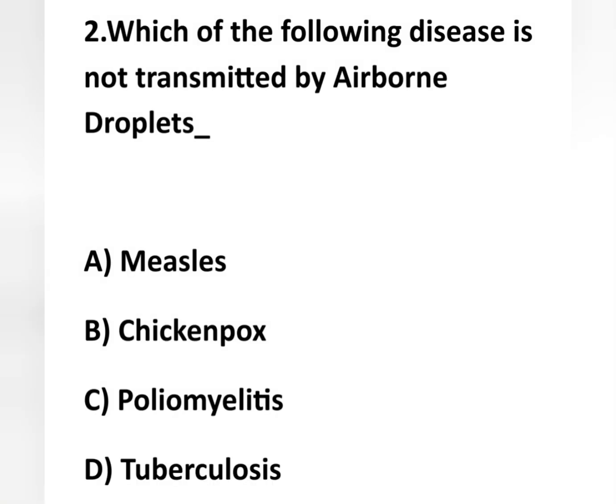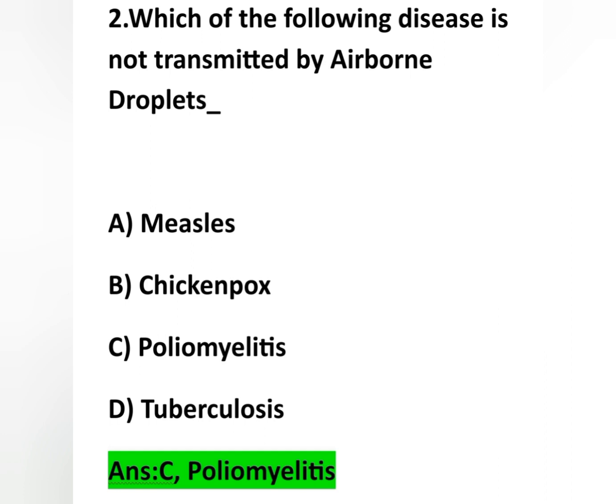Question number 2. Which of the following diseases is not transmitted by airborne droplet? Option A measles, option B chickenpox, option C poliomyelitis, and option D tuberculosis. Here the correct answer is option C poliomyelitis. It is mainly transmitted by the fecal-oral route, and the incubation period of poliomyelitis is 7 to 14 days. That is also an important point.